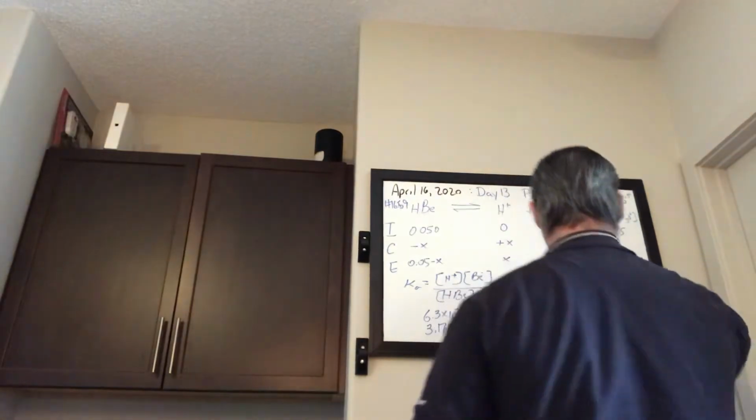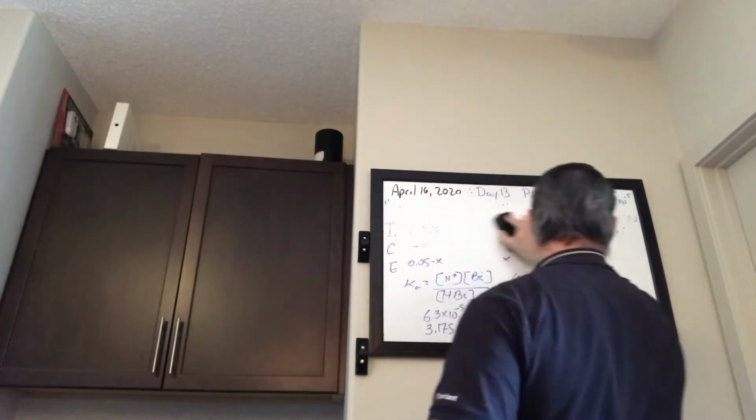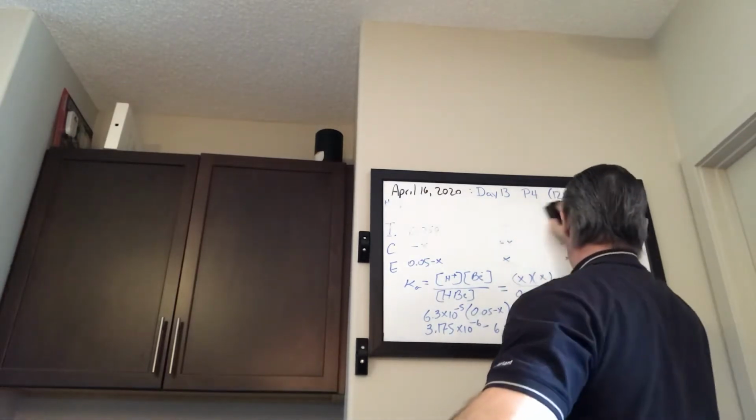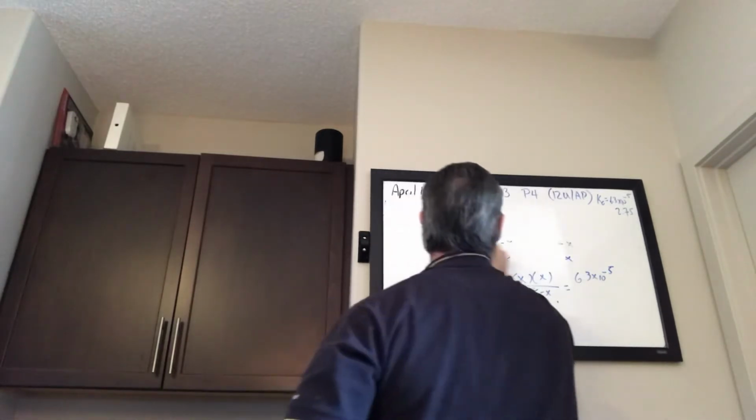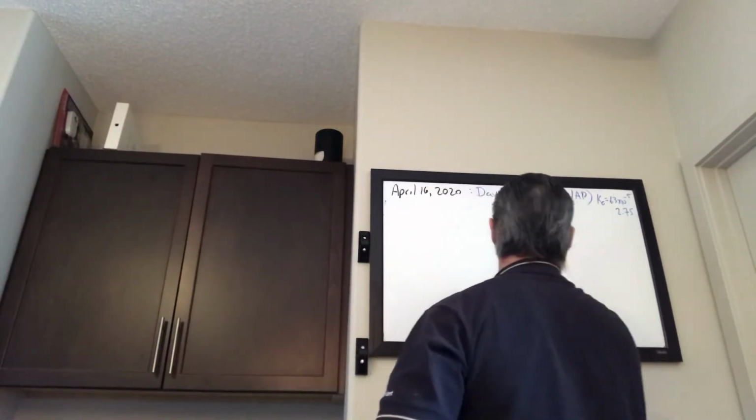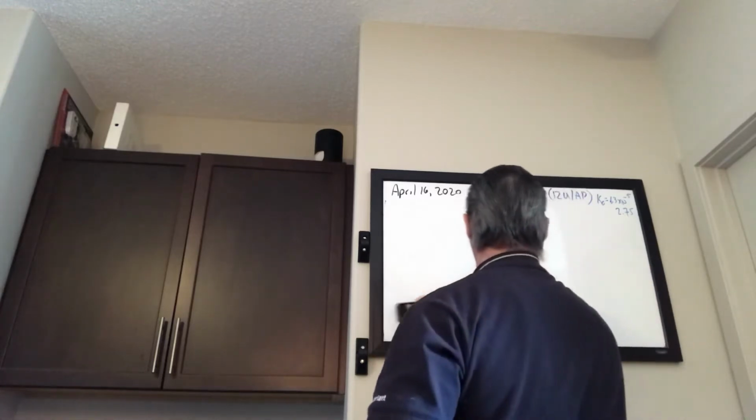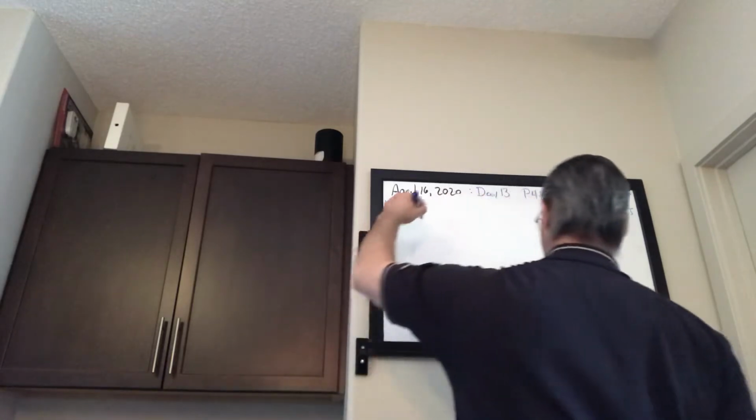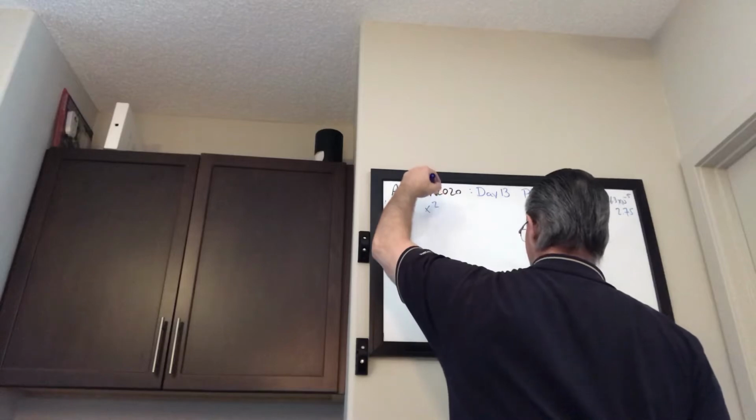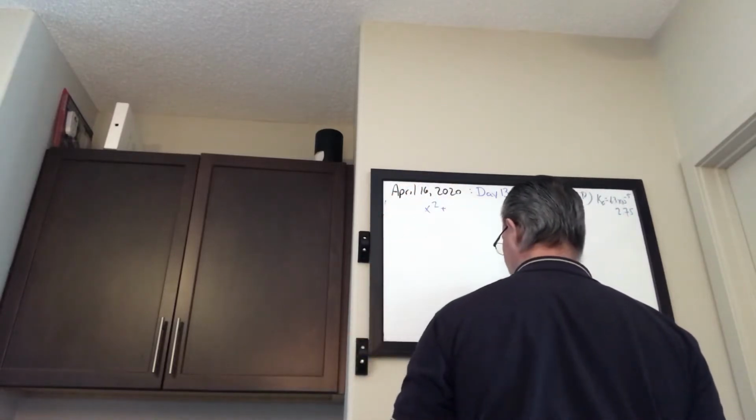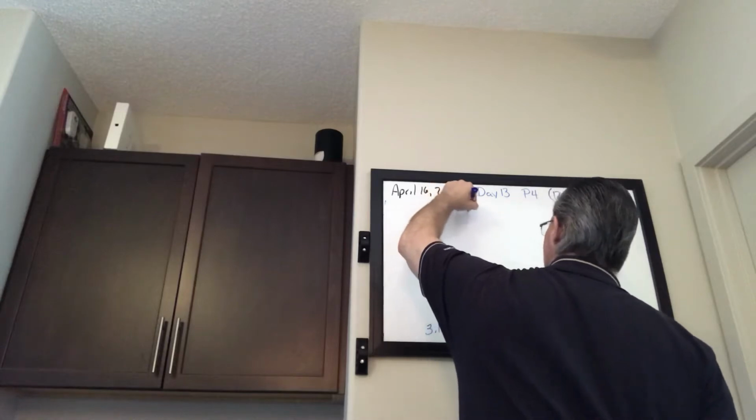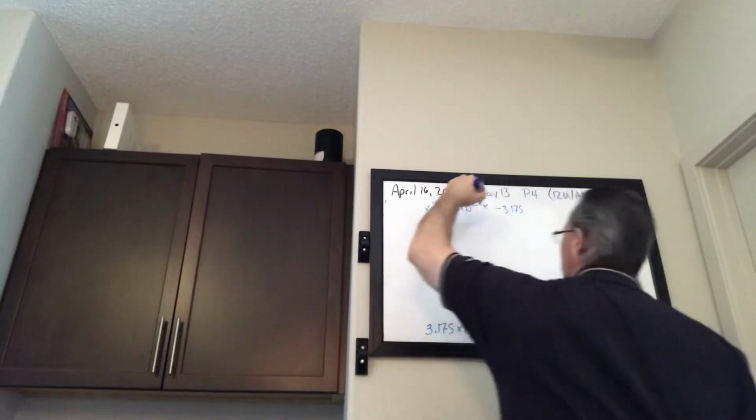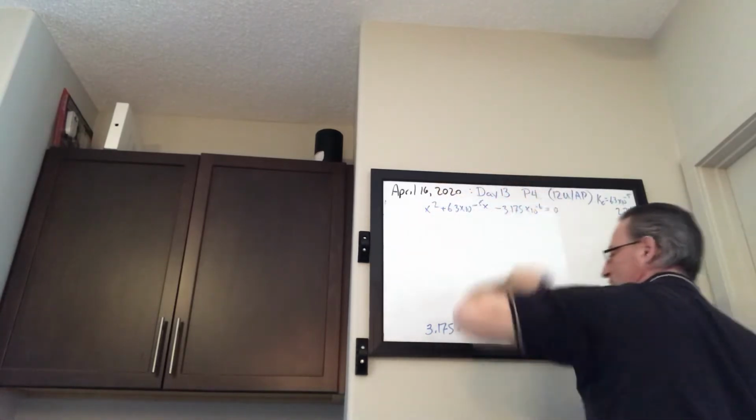Set it up as a trinomial. I'm just going to write the answer here, 2.75, so I don't forget. So our trinomial comes out to X squared plus 6.3 times 10 to the minus 5 X minus 3.175 times 10 to the negative 6. All of that equals 0.